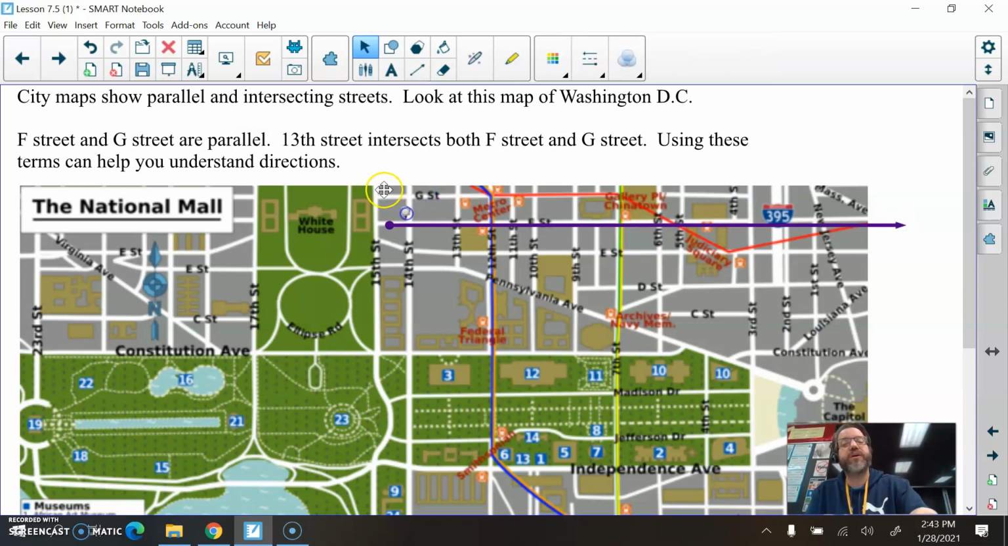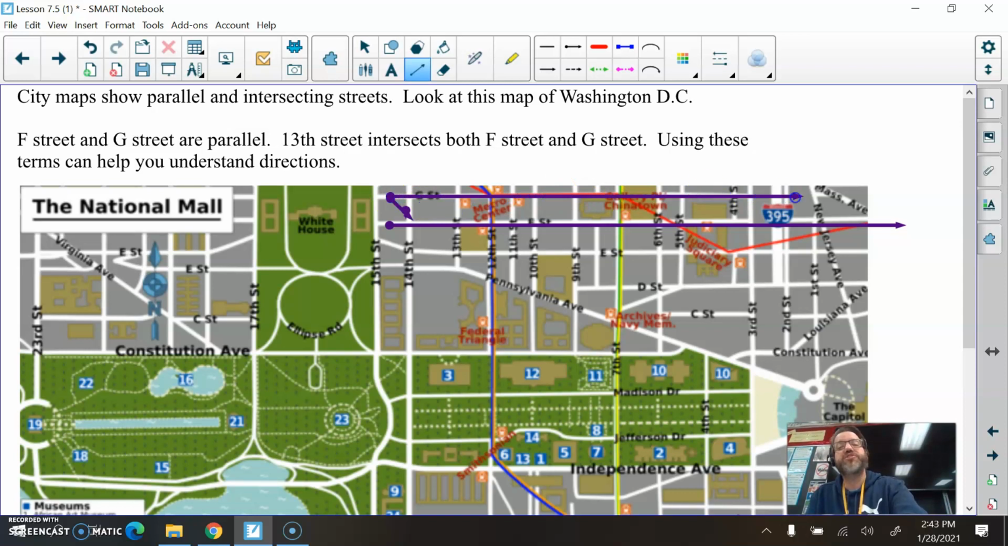Oops. Oh boy, let me try it again. Maybe it won't let me now. Turned off the little tool there. Here's G Street right here. You see how F and G streets run parallel? Now I can also see that 13th Street intersects both of these streets. So let's find 13th Street. Here's 13th Street, travels right along here. And it intersects both of those, both streets F and G. Okay, so we have parallel and we have intersecting streets in Washington, D.C.